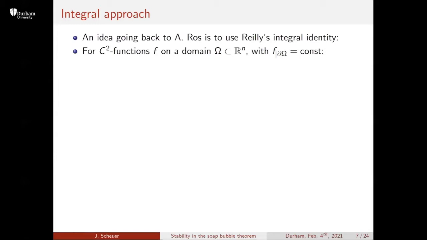And then in this situation, we have Reilly's integral identity. It says that you can write the L2 norm of the Laplace operator squared minus the L2 norm of the Hessian of the function as a boundary integral of the mean curvature times the normal derivative of f squared. By normal here, I always mean outward pointing, so the normal that you use in the divergence theorem. Okay, so this is a very nice integral identity.